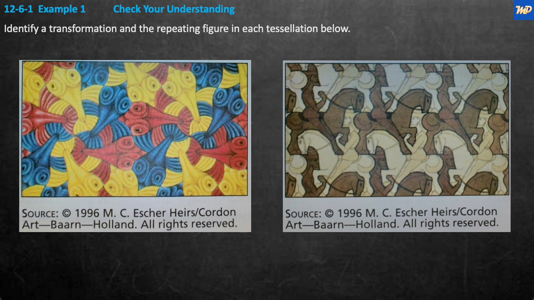Okay, example 1, check your understanding. It says identify a transformation and the repeated figure in each tessellation below. So what is the repeated figure, or what are we looking for here? You're going to go ahead and stop, think about this, and then when you come back, we can look a little more closely, okay?